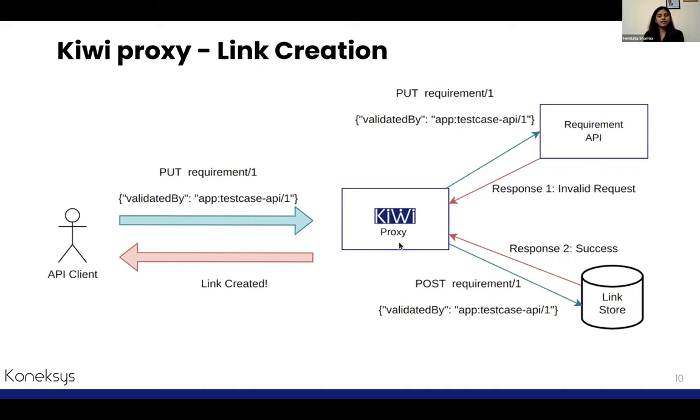Now the Kiwi proxy, when it gets this request, will simply forward this request to the requirement API. And here we can see that the Kiwi proxy acts as a port forwarder. It's just forwarding the requests it gets. The requirement API would send an invalid response, and why is that? That is because "validated by" is not a feature of the requirement resource, therefore it cannot be updated. Let's have a look ourselves.